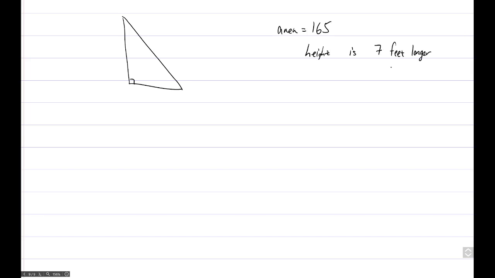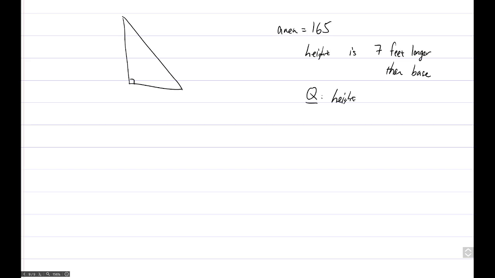Our right triangular sail has an area of 165. The height, we're told, is 7 feet longer than the base. And the question is, what is the height?